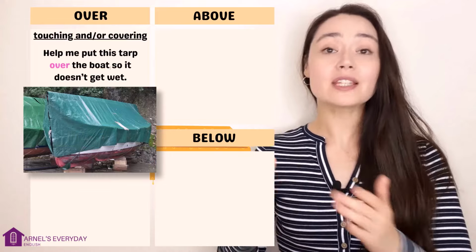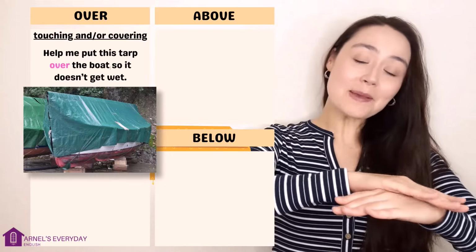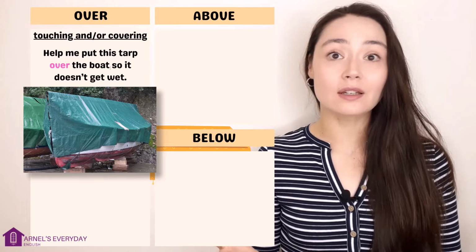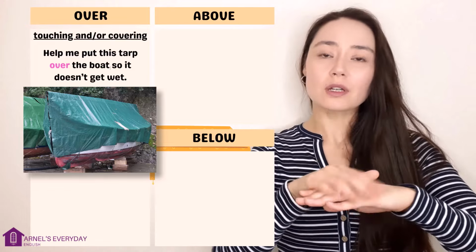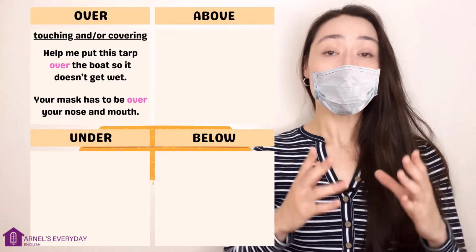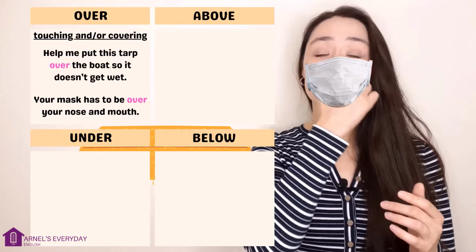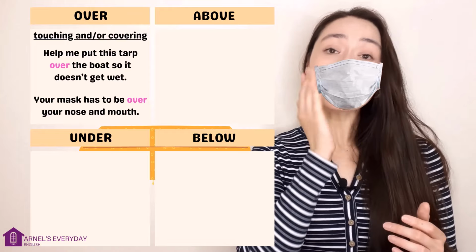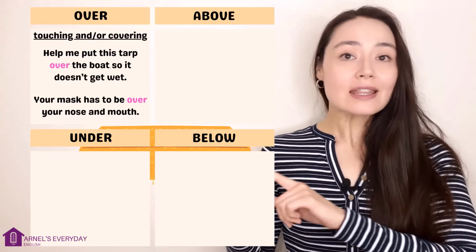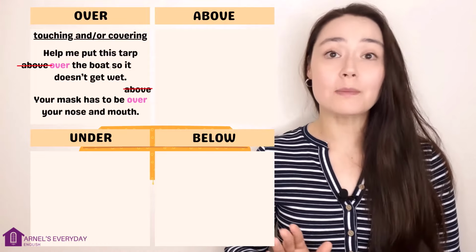Help me put this tarp over the boat so it doesn't get wet. The tarp is touching the boat. It's covering the boat. Your mask has to be over your nose and mouth. It has to cover it, and many times it is touching it. In these two examples, above would not be appropriate.